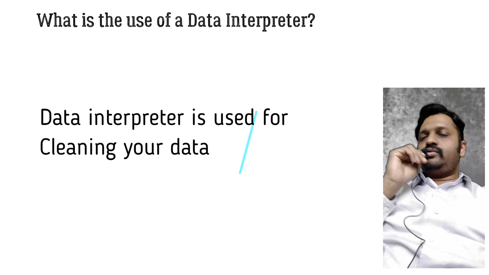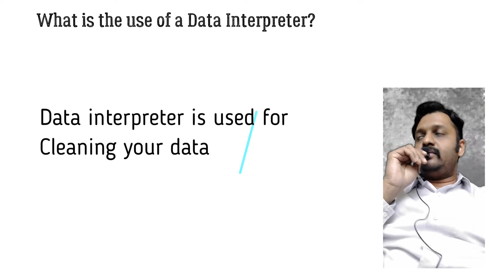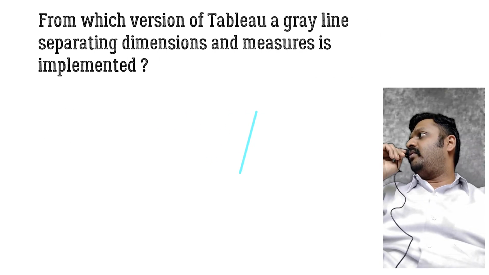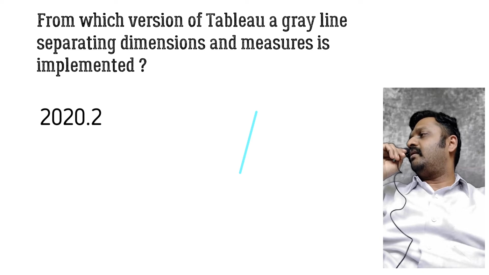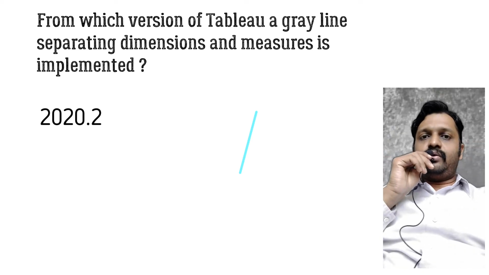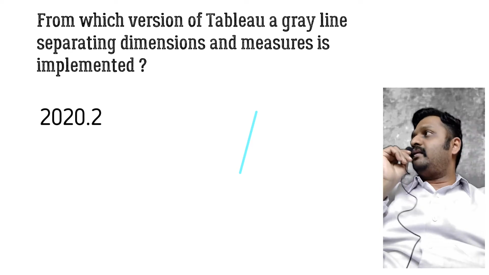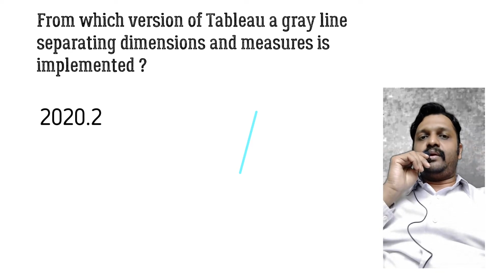Next question. What is the use of data interpreter? Data interpreter is used for cleaning your data. Next question. From which version of Tableau is a gray line separating dimensions and measures implemented? From Tableau 2020.2, a gray line separating the measures and dimensions is implemented.